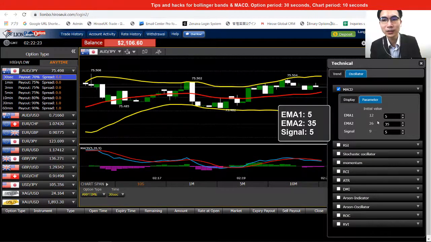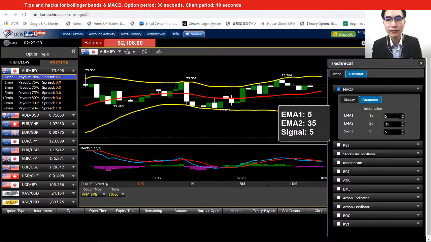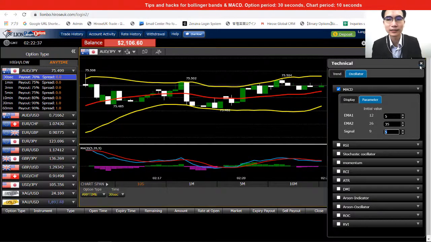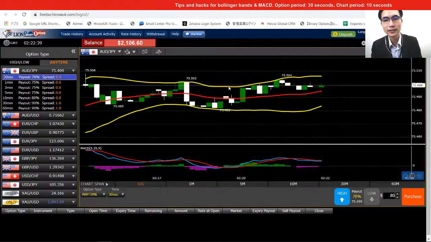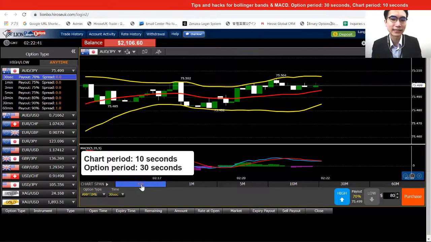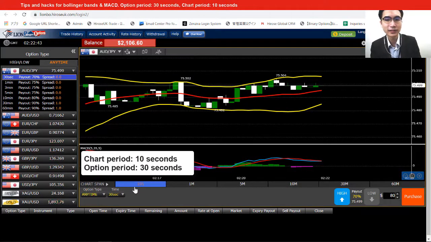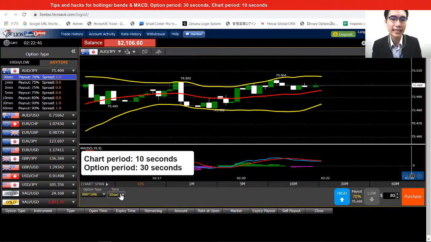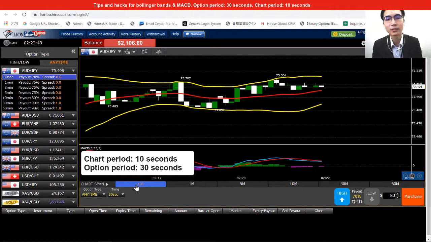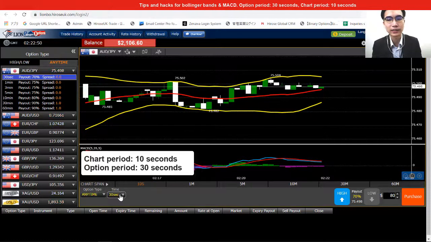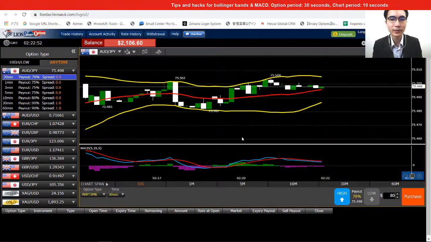So for parameters we are using 5, 35 and 5. So again, EMA1 is 5, EMA2 is 35, signal is 5. After we get that done, close the technical indicators window. The last thing we need to set is the chart period and option period. For chart period, I'm using a 10 seconds chart period and then I will be trading with a 30 seconds option period. After we get that done, we're all set and okay to go.